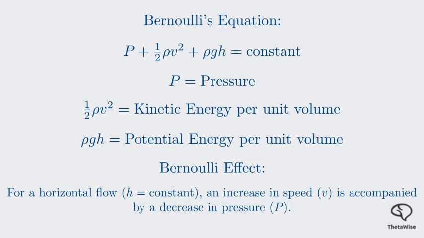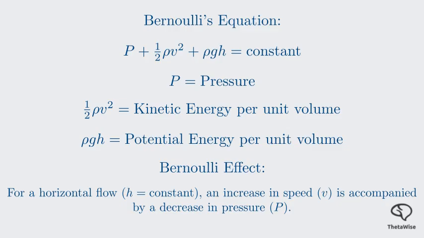This effect explains many phenomena, like how an airplane wing generates lift. The curved top surface forces the air to travel a longer distance in the same amount of time, so it speeds up. According to Bernoulli's principle, this faster air has lower pressure, creating an upward force on the wing.